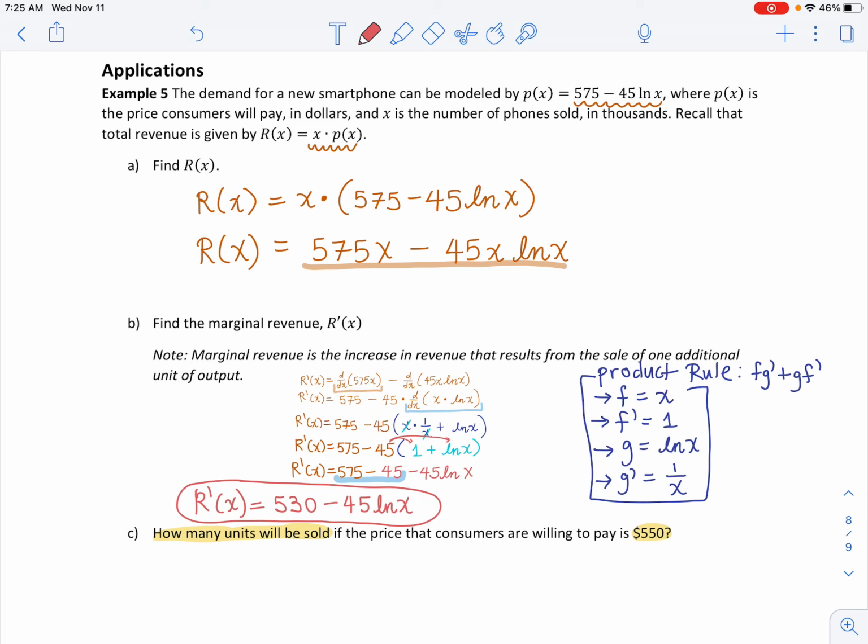What does 550 stand for right here? And x is the number of phones sold. So we're looking for x. All right, hold on. Find x. Okay, and consumers are willing to pay $550.